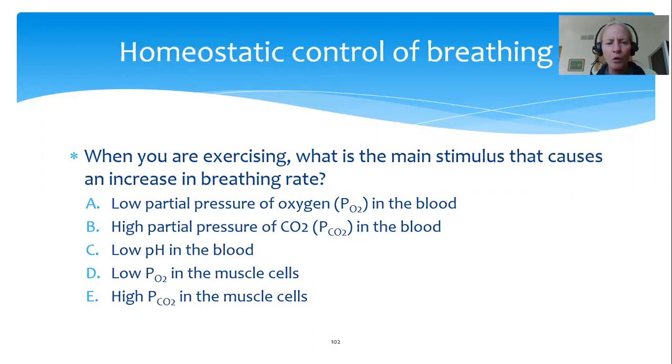Is it going to be a low partial pressure of oxygen in the blood, high partial pressure of carbon dioxide in the blood, or is it going to be low pH in the blood, or would it be low oxygen levels in the muscles, or high carbon dioxide in the muscles? Which of those do you think?